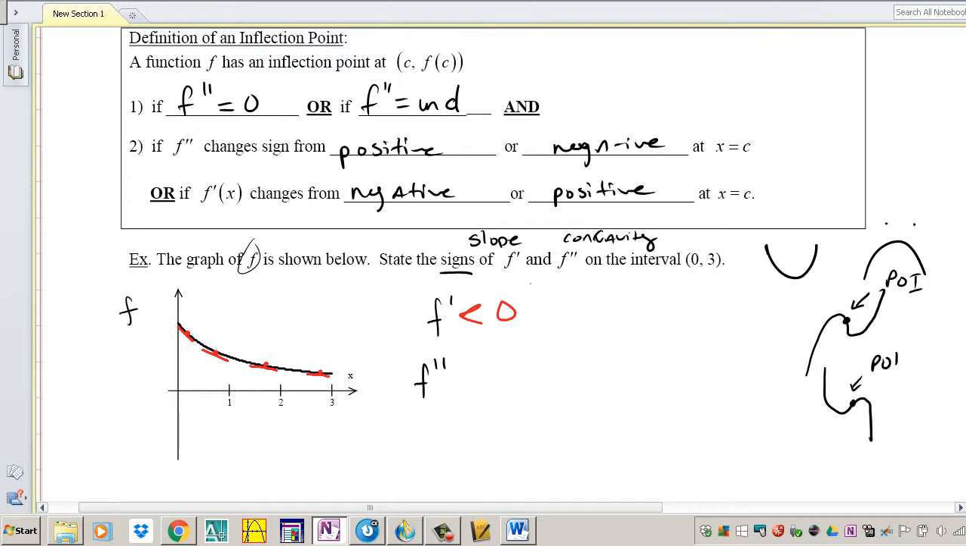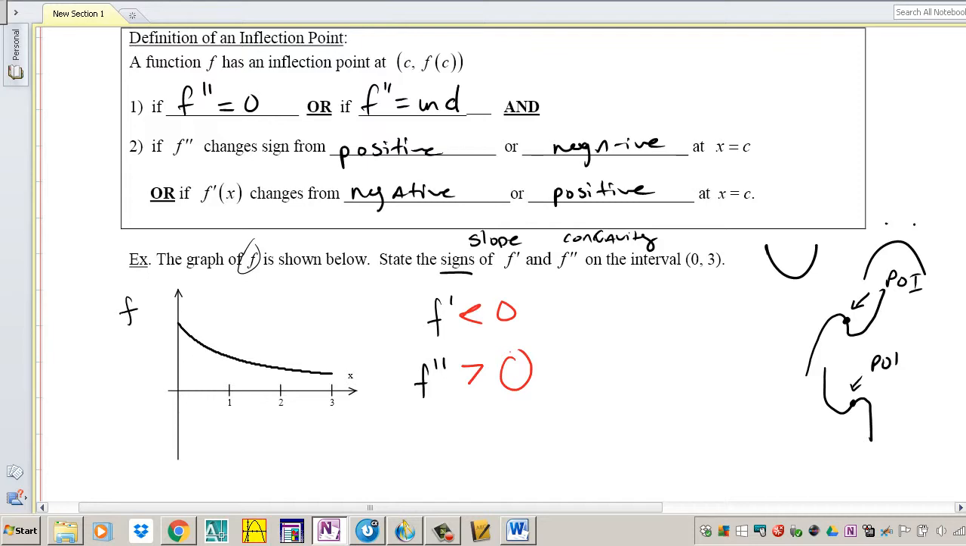Now, what about the second derivative? There's two ways you can do this. The first way, the easiest way, is by looking at the concavity. Is this a concave up or a concave down? And you'll notice that it's a concave up, which automatically tells you from the definition, concave up means the second derivative is greater than 0.